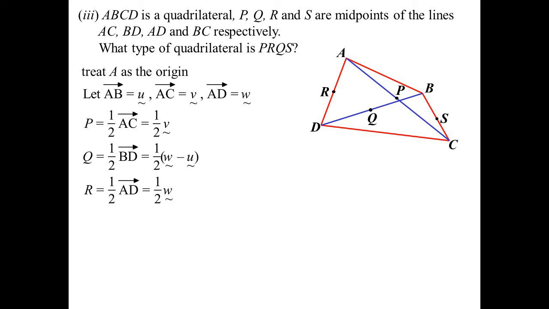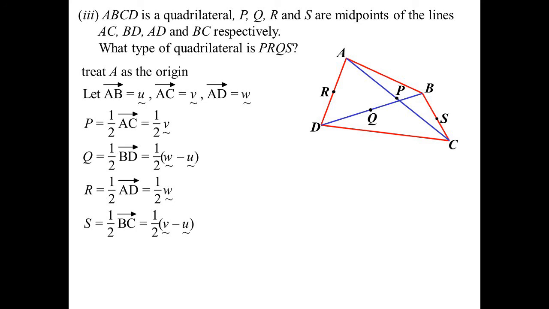And R. Now AD we've named as W, so we know R is half of the vector W. Any other points we don't know yet? S would be half of BC. We haven't given a name to BC; it would be V minus U. How do you know you only have to define three of the vectors? Because I've chosen A to be the origin, and there are only three vectors coming out from that. The rest I can make up from those that I've named.